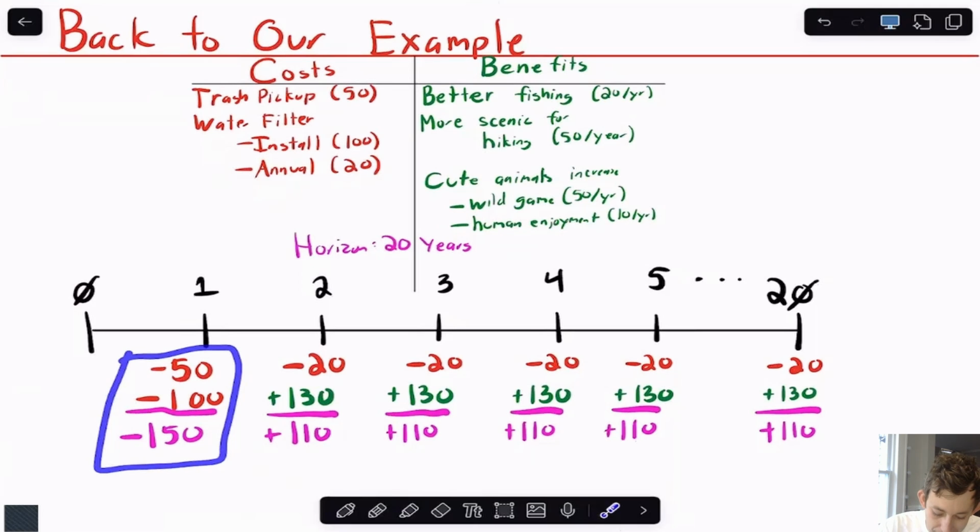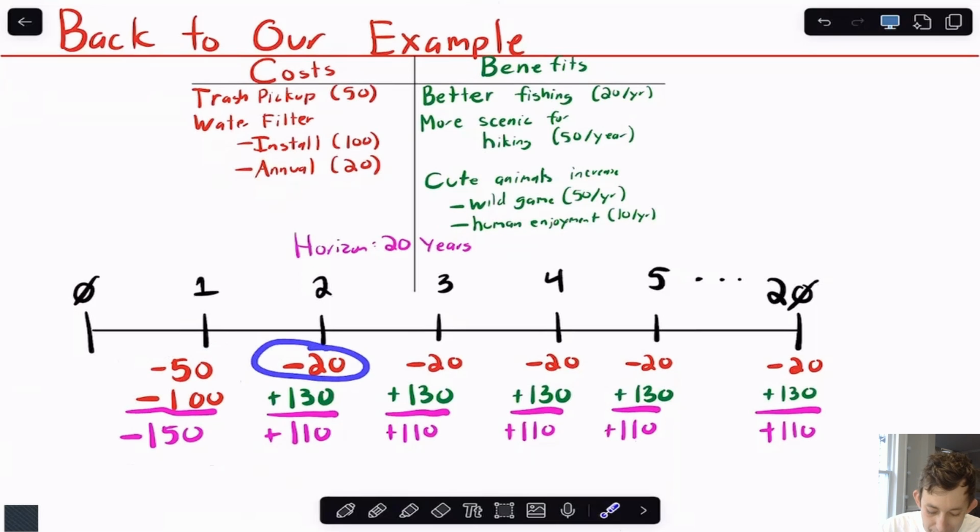The first period, we pay our cost for the pickup and the water installation. And then for periods 2 through 20, we have that minus 20 because we're paying for the annual maintenance cost of this water filtration system. But we've got all these benefits, and when I did the math, this came out to 130, which means that on net, we've got minus 150 in period 1, and then we've got 110 all the way until the end of our horizon at t equals 20.